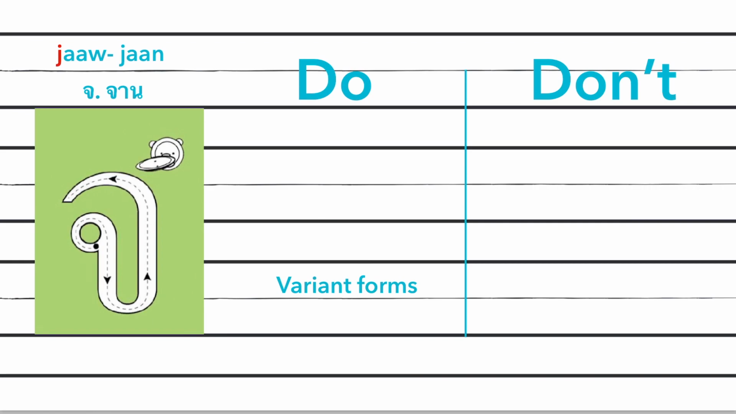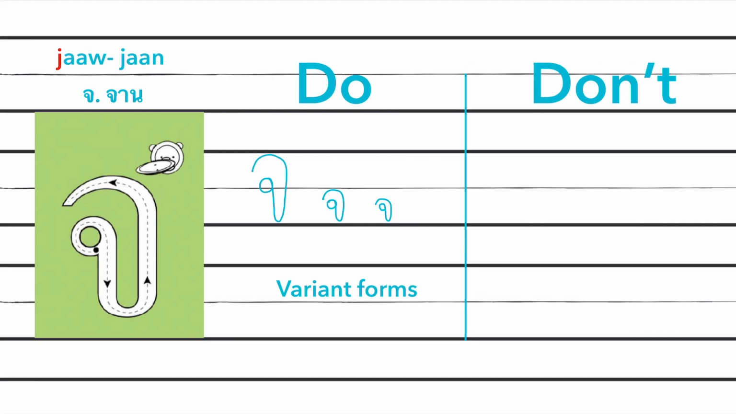จอจาน. You start from a small circle in the middle, right down, then to the right, go up, and then make a curve to the left. Variant forms of จอจาน.